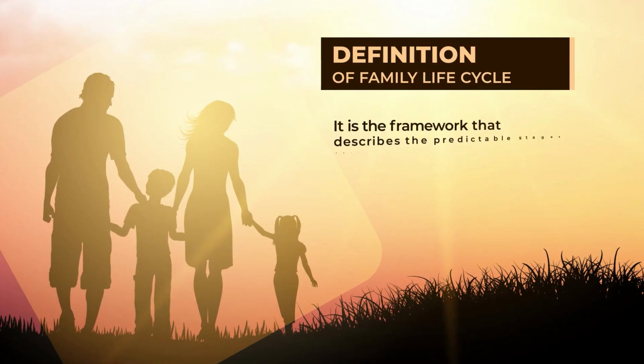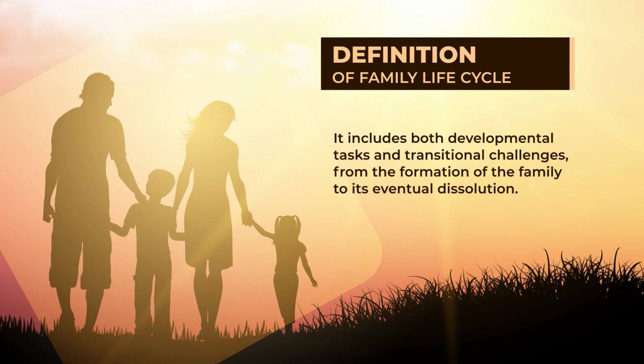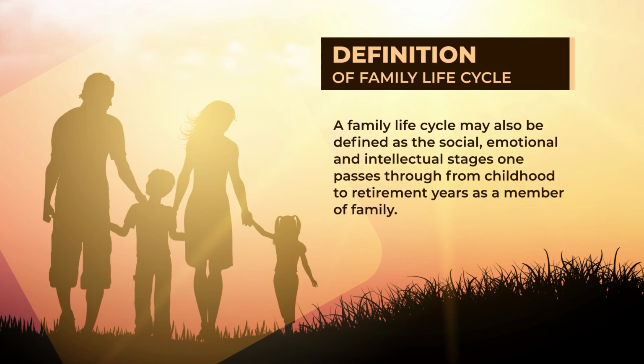Now, let us start with the definition of family life cycle. It is the framework that describes the predictable stages through which a family typically progresses over time. It includes both developmental tasks and traditional challenges, from the formation of family to its eventual dissolution. Further, a family life cycle may also be defined as the social, emotional, and intellectual stages one passes through from childhood to retirement years as a member of the family.